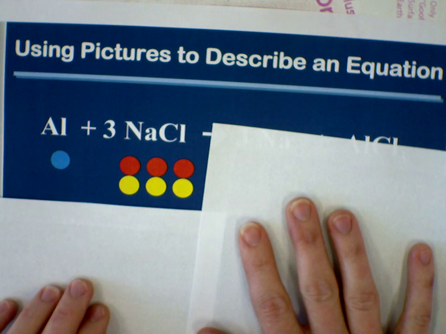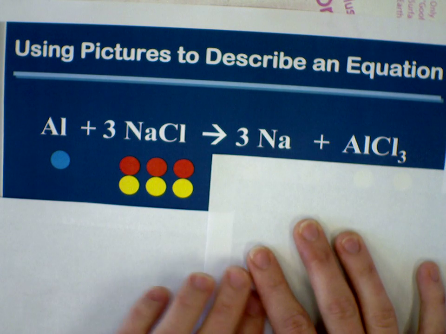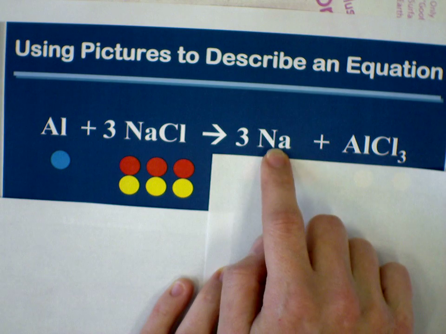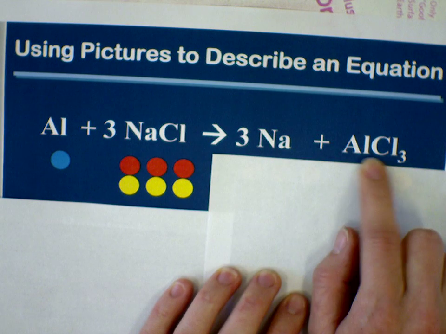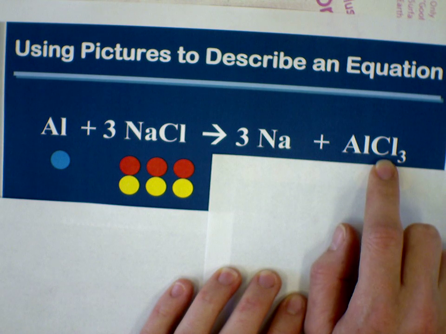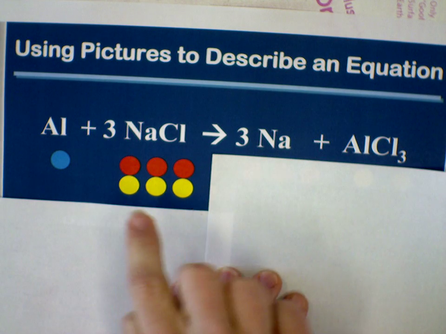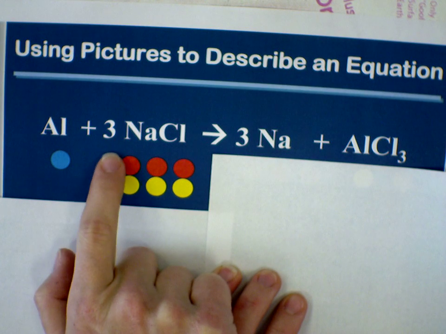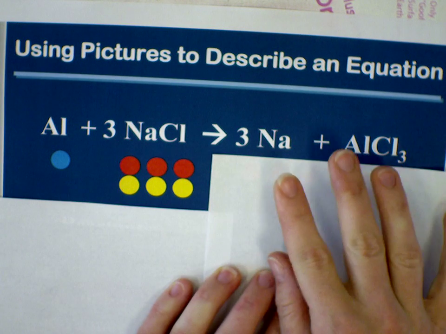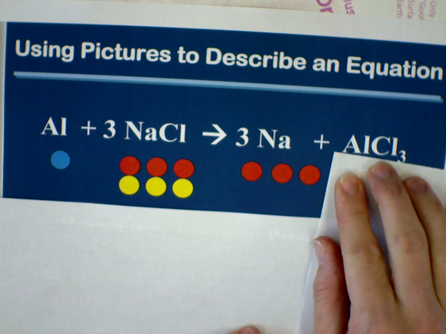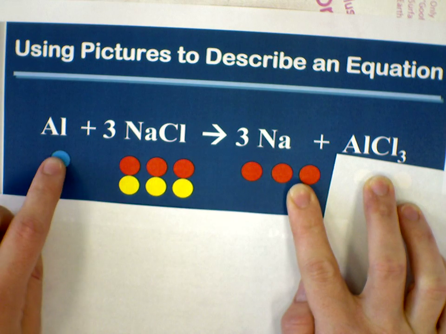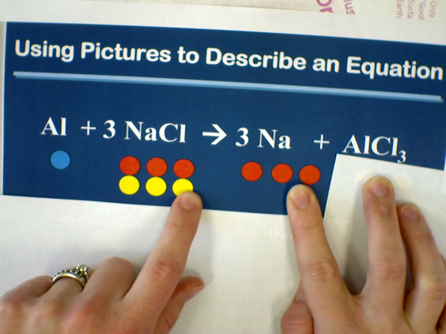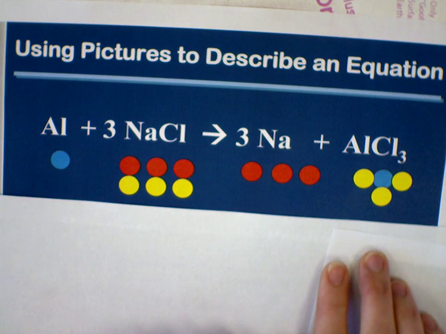Okay? Then as this reaction is proceeding, I see that now in my product side, sodium is by itself, and I have aluminum paired up with the 3 chlorines. So that means I'm going to take the red is what I've used for sodium. So I'm going to have 3 solo sodium atoms. And then I'm going to take that aluminum and I'm going to pair it with the 3 chlorine atoms. So I have this.